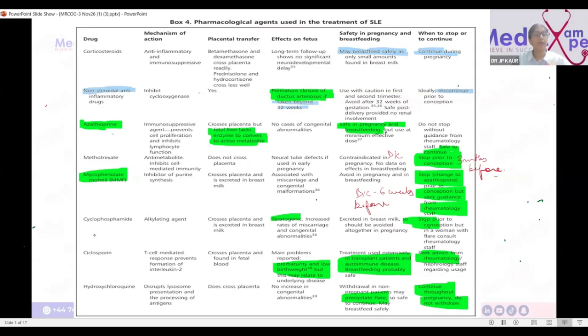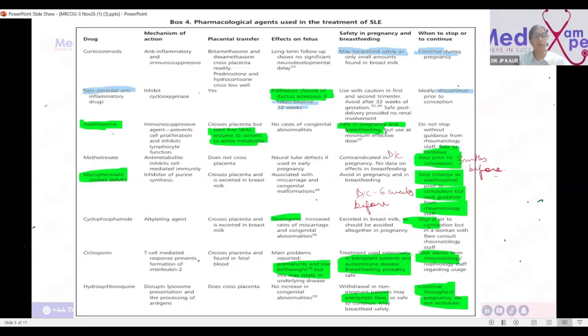Cyclophosphamide, it is teratogenic, stop prior to conception. Some texts say at least 6 weeks. Some say you can stop immediately before conception. Cyclosporin, the patient can continue with cyclosporin. It is not teratogenic, especially in transplant patients. Okay, so she can take cyclosporin, and she can take it in breastfeeding also. Hydroxychloroquine, it is safe and it should not be stopped, because if you stop it, it may lead to a flare of the disease, right?